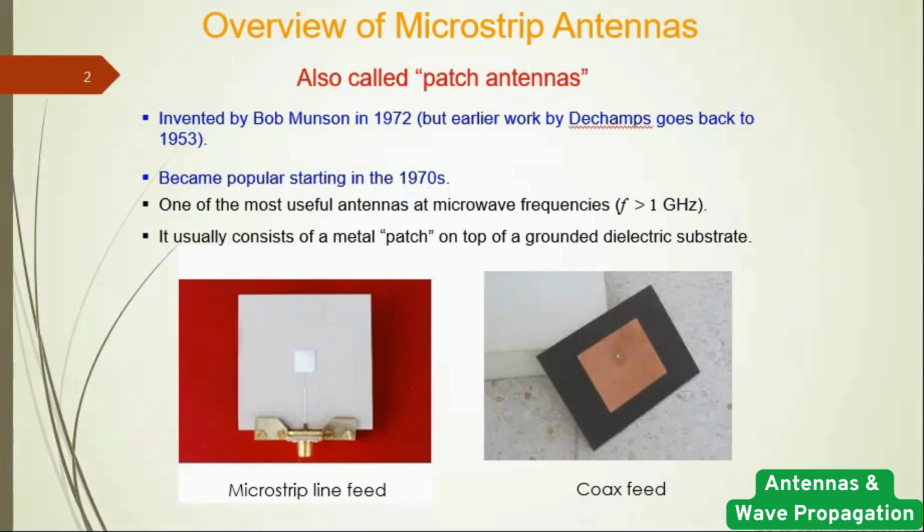It was invented by Bob in 1972 and became popular early in the 1970s. It is the most useful antenna at microwave frequencies. It consists of a metal patch on top of a grounded dielectric substrate. The patch is made up of conducting materials such as copper or gold. Since patch antennas can be directly printed on a circuit board, they have become popular in the mobile market. These are low cost, low profile, and easily fabricated antennas.